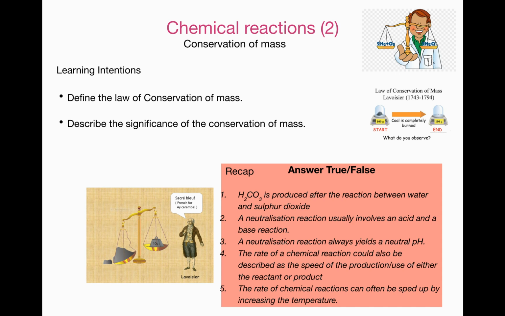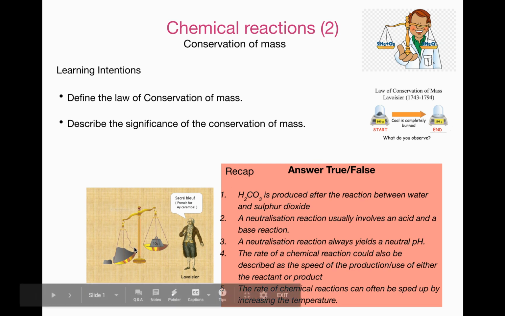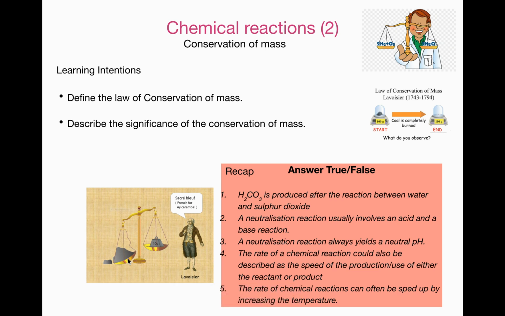Number 4. The rate of a chemical reaction could also be described as the speed of the production or use of either the reactant or the product. Now that sounds a bit convoluted, a bit complex, but really that is true, and I'll explain why. Rate in science just means speed. And when we talk about a chemical reaction, we can measure two things, and it's represented here in this kind of weighing scales. You could measure the reactants, so the different chemicals that will react together chemically.